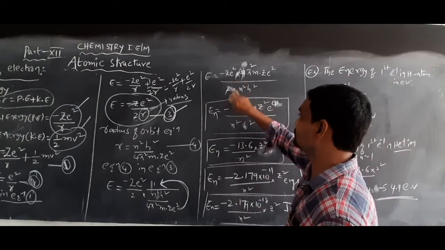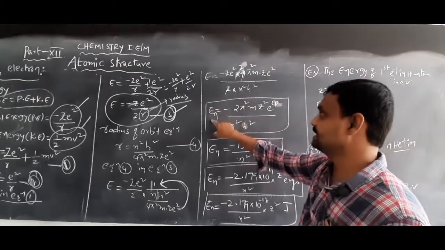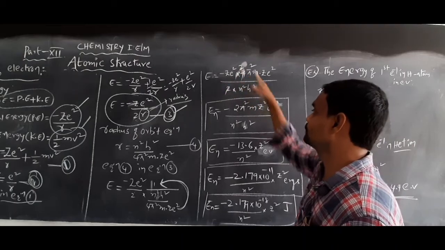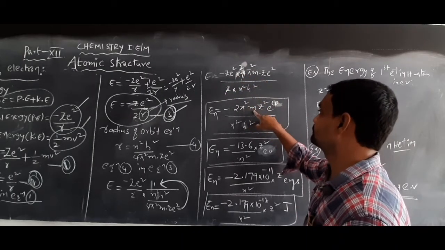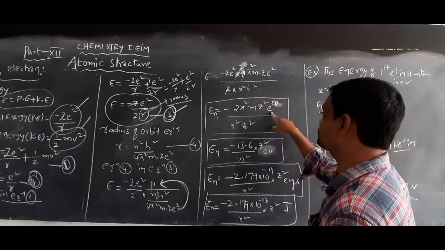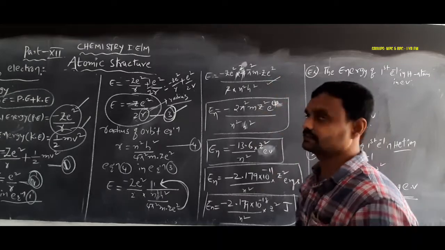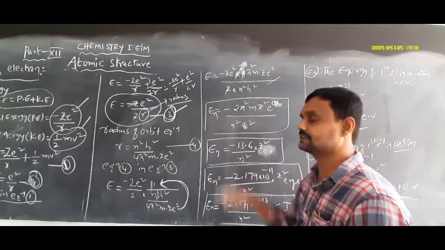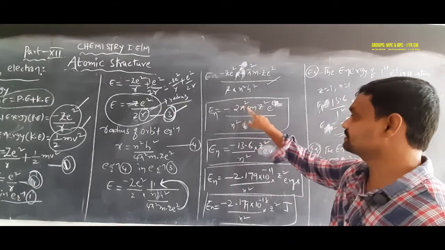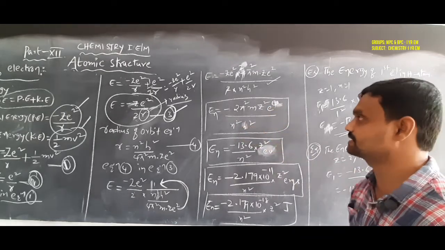The 2 and 4 get cancelled, 2 2s are 4. Then the total energy En is equal to minus 2 pi square m Z into Z square e square into e square, that is e to the power of 4, by n square h square. On simplification of this, finally we get En is equal to minus 2 pi square m Z square e to the power of 4 by n square h square.